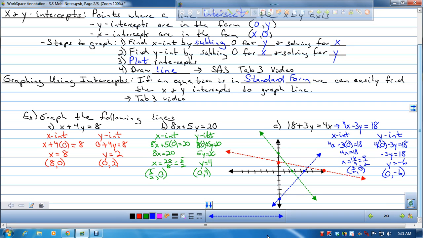Alright, so hopefully you realize the usefulness of the standard form here. Makes it pretty easy to graph. Some people like this better than slope-intercept form. They don't have to really do any counting. They can just plug in, find a few points. A lot of times, if it's an easy enough equation, you can just do this mentally and figure out what the y-intercept and x-intercept are going to be.